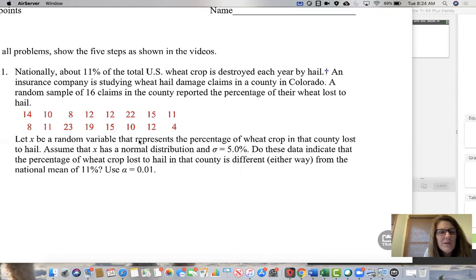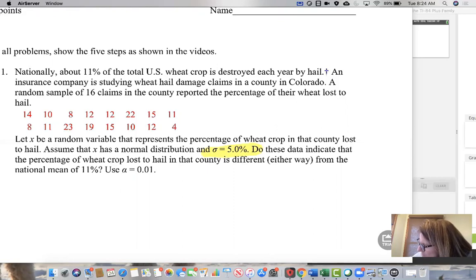Let X be a random variable that represents the percentage of wheat crop in the county lost to hail. Assume that X has a normal distribution with sigma equal to 5%. Again, they didn't change it to a decimal. Do these data indicate that the percentage of wheat crop lost to hail in that county is different either way from the national mean of 11%? Use alpha of 0.01.